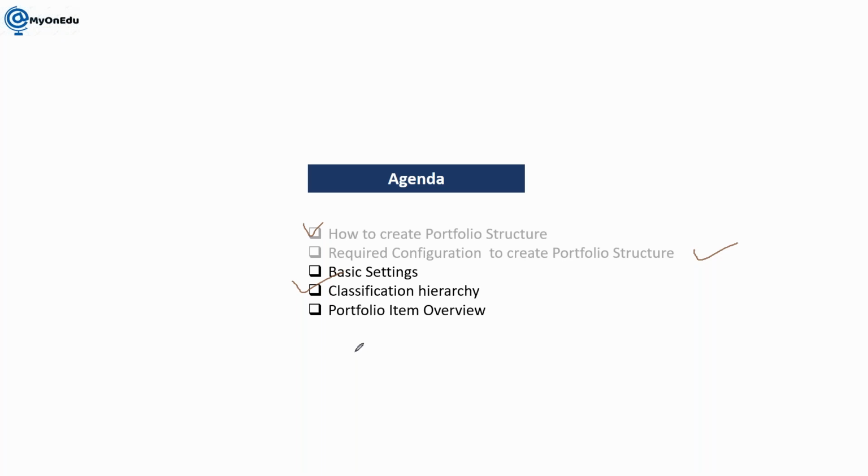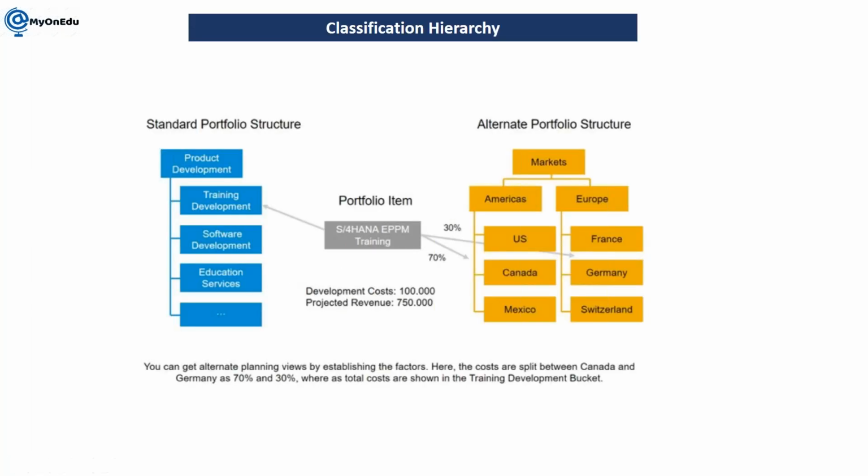So here we will understand the concept of classification hierarchy. As I told you in yesterday's session, we can create one standard portfolio structure, which will be used to create all your operative objects within it. Let's say you have created one portfolio structure with these buckets. For example, a product development with these buckets: training development, software development, education services.